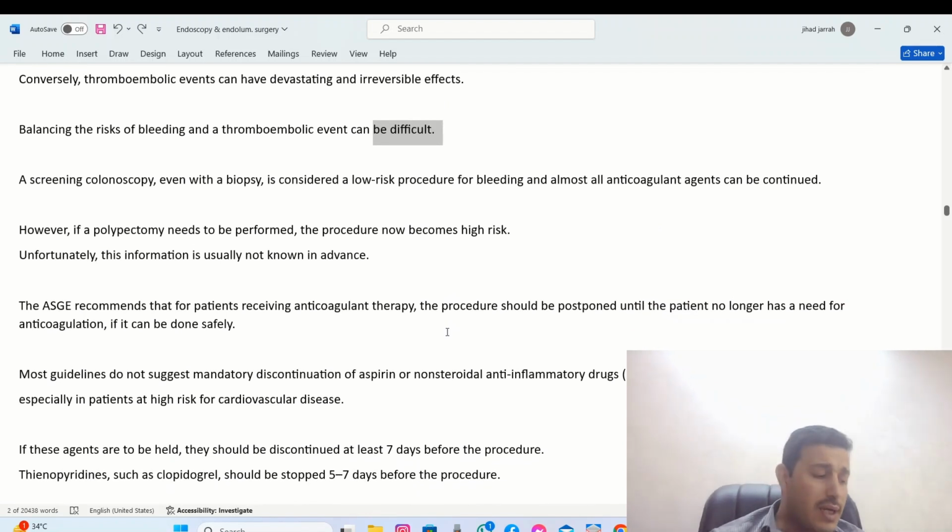If we are talking about screening colonoscopy with biopsy, this is usually a low risk procedure. But if we are proceeding to polypectomy, this is a high risk procedure. But the problem is that this information is not useful. Why? Because we do not know the need for polypectomy in advance. We actually determine this during the procedure.